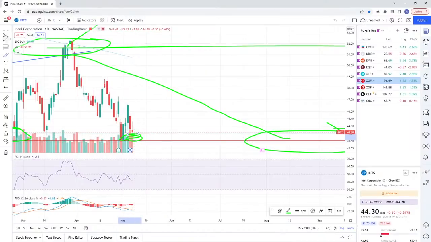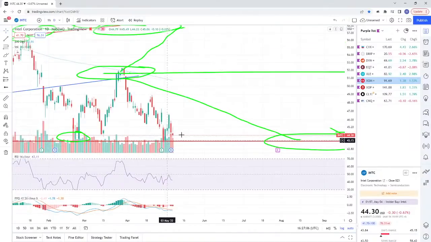So until that level breaks, that is support. You don't want to short right here. In my opinion, I wouldn't want to short right here. You're right above support, you haven't broken support, and that's it. I wouldn't want to short here.